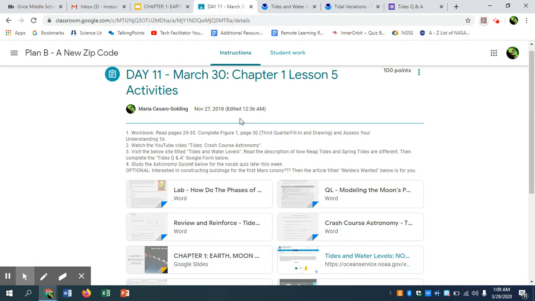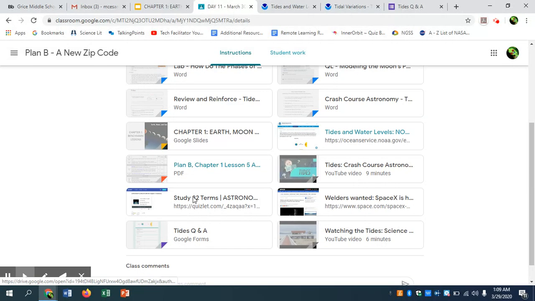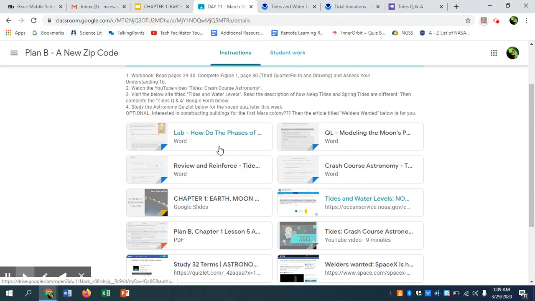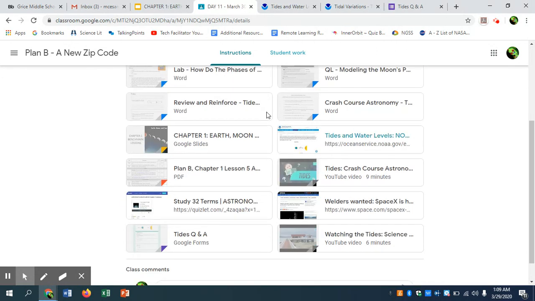Okay. The final thing for you to do today is to study for the astronomy quiz. That's going to be later on this week using your Quizlet right here. And then for fun, if you have some extra time today, an optional activity is if you're interested in astronomy, in space exploration, in engineering, a good article for you to read would be Welders Wanted.